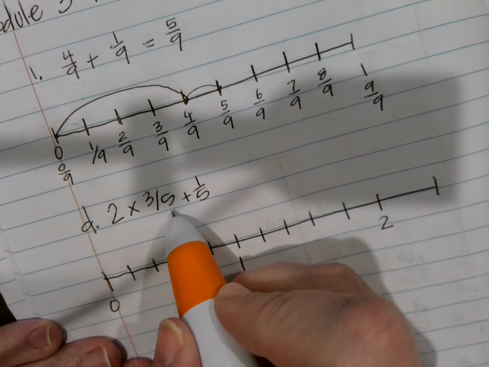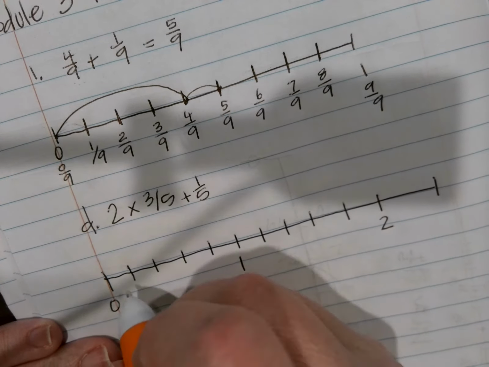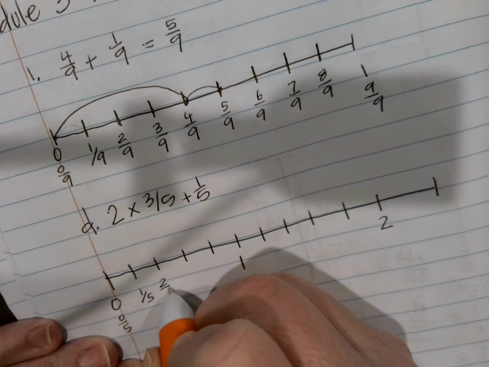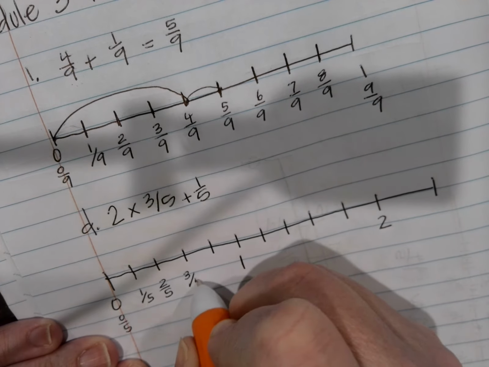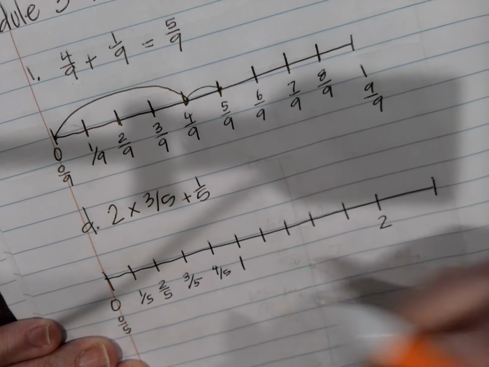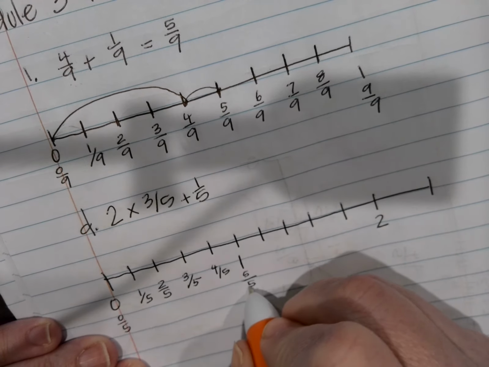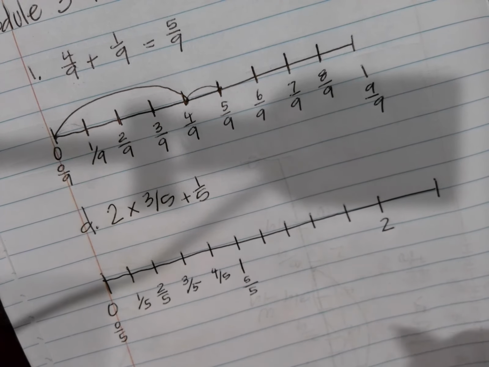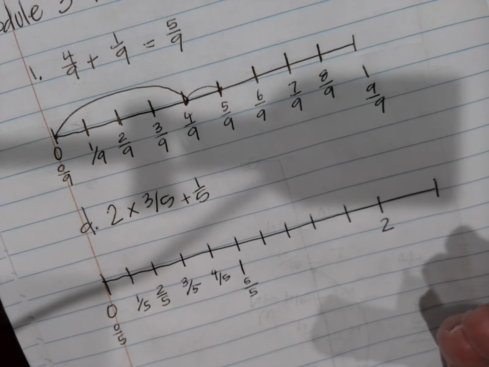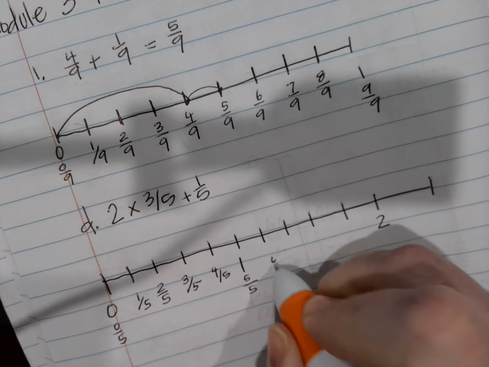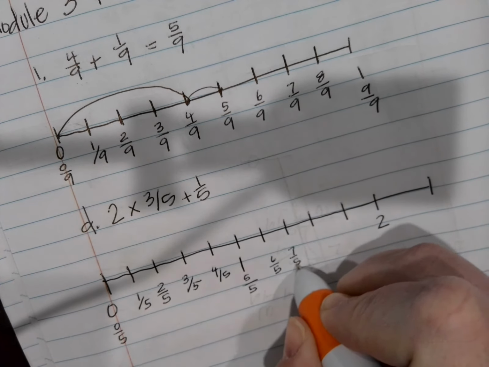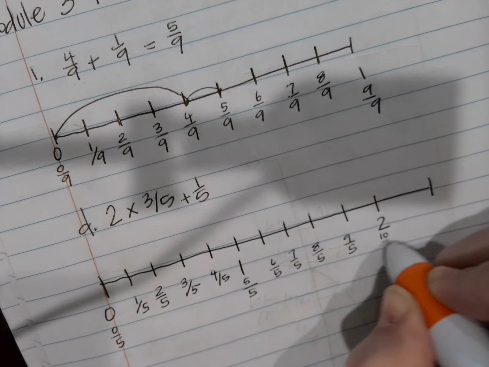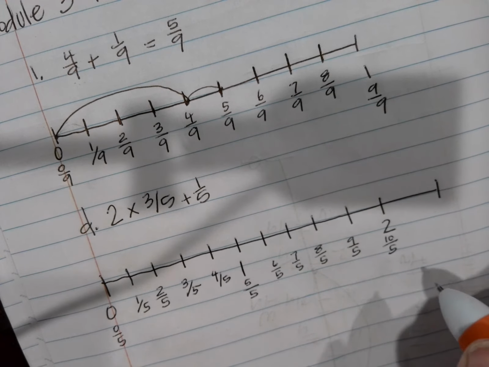All right, so our denominator is fifths. So this is 0/5, 1/5, 2/5, 3/5, 4/5, 5/5. Okay, that's one whole. Now, you can do this one of 2 ways. You can keep counting and go 6/5, 7/5, 8/5, 9/5, 10/5. So 10/5 equals 2.